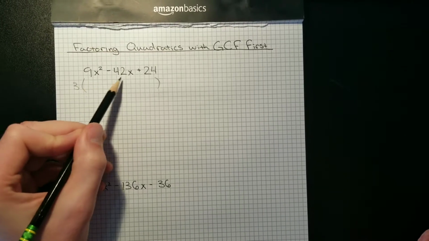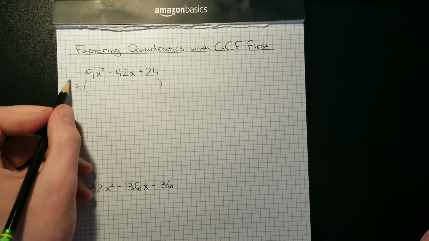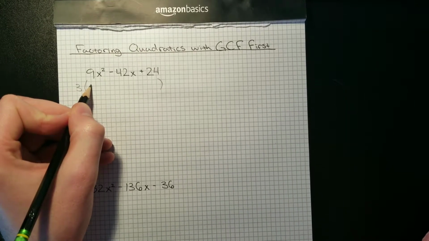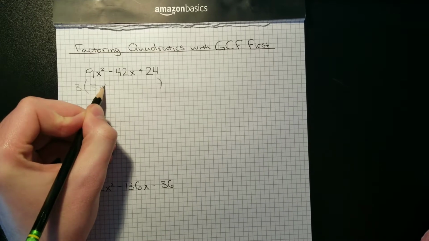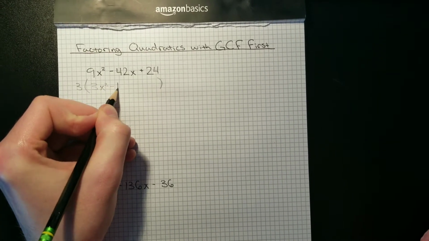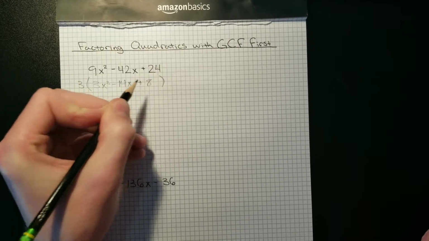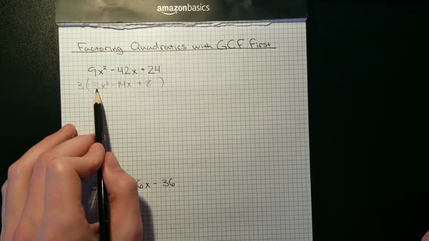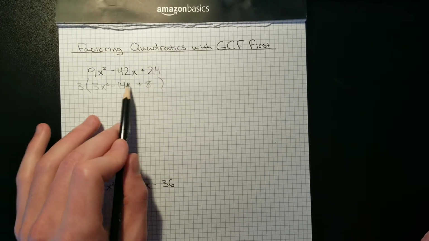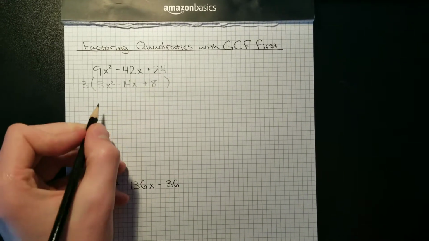3 goes into 9, 3 goes into 42, and 3 goes into 24. So we can factor that out. We can pull that out. This instead, remember we divide everything. This instead becomes 3x squared minus 14x plus 8, because 9 divided by 3 is 3, 42 divided by 3 is 14, 24 divided by 3 is 8. So we just made that a little bit easier to work with.